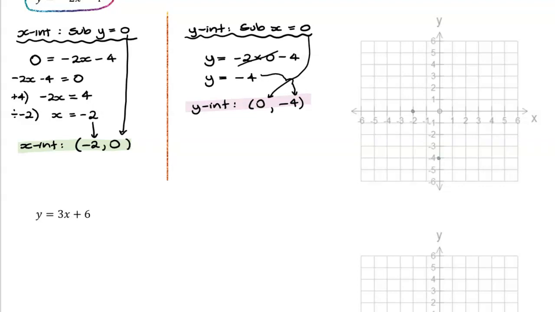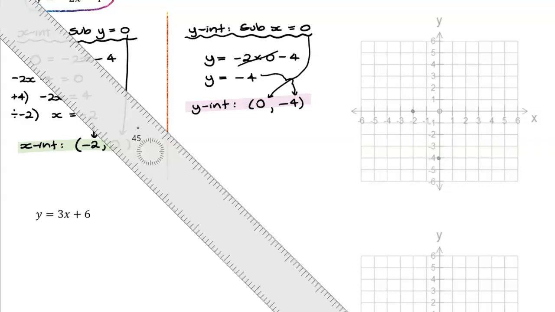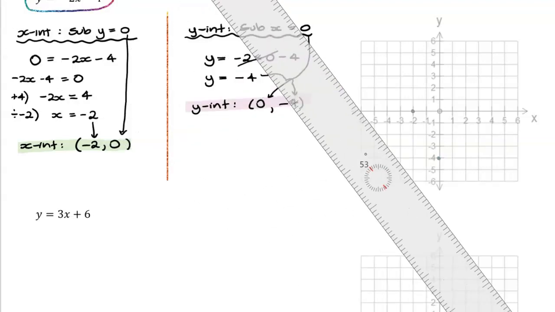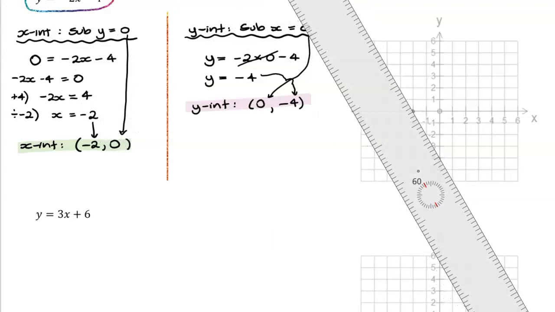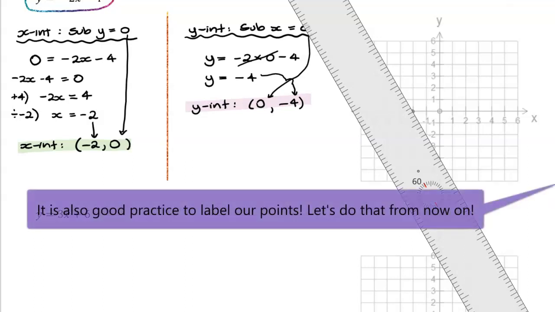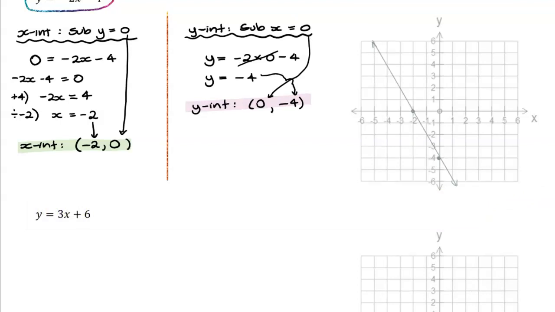Oh, I think my voice is going to go. Let's see if I can make it through. Okay, now that we've got our x and our y intercept, we can draw a line going through them. And because I'm about to lose my voice, I'm going to leave it there.